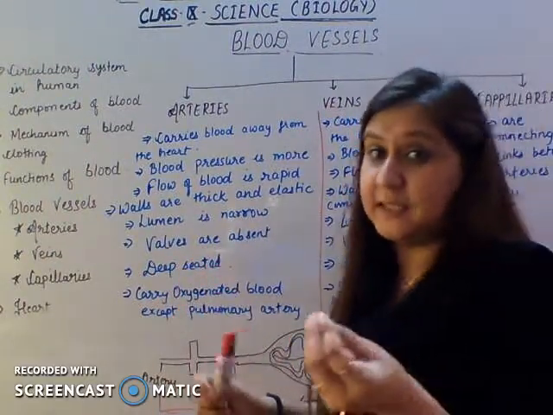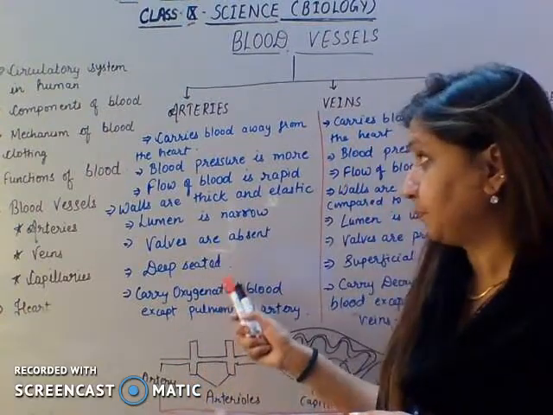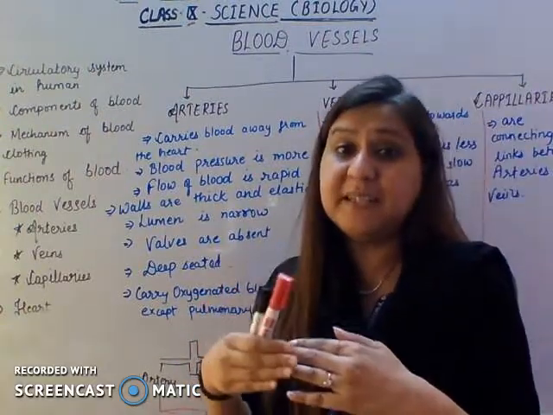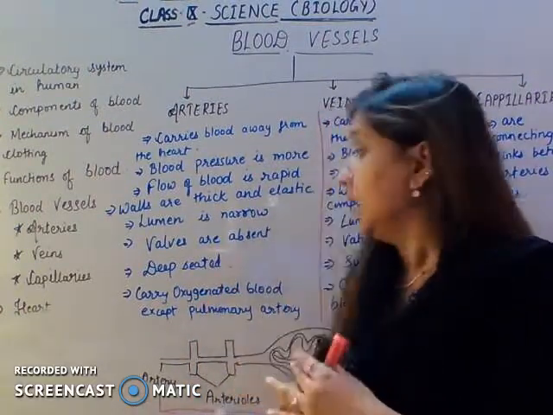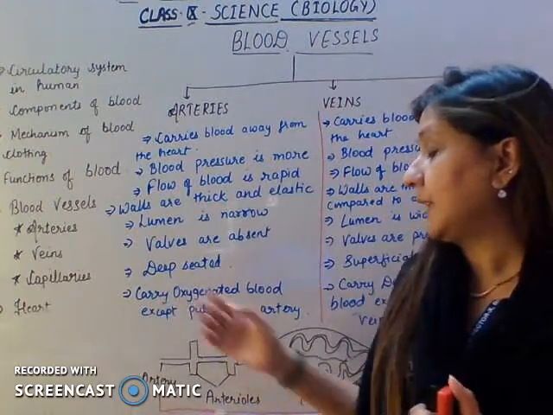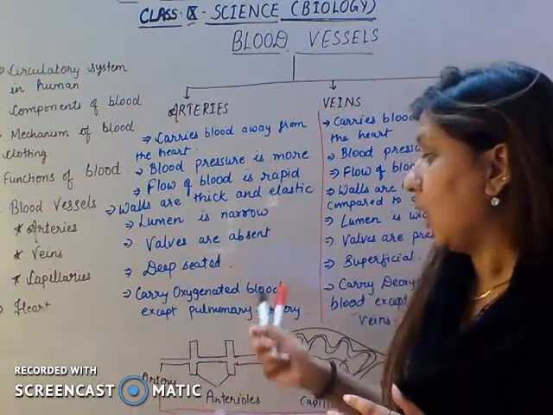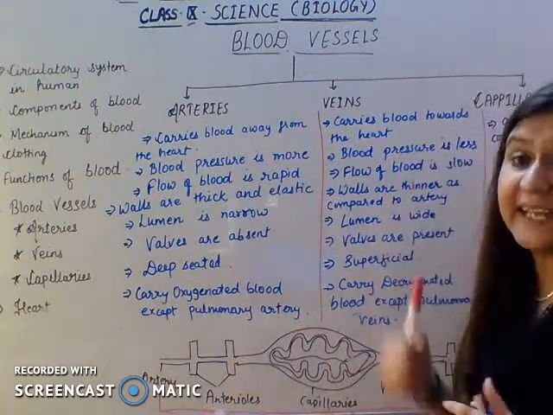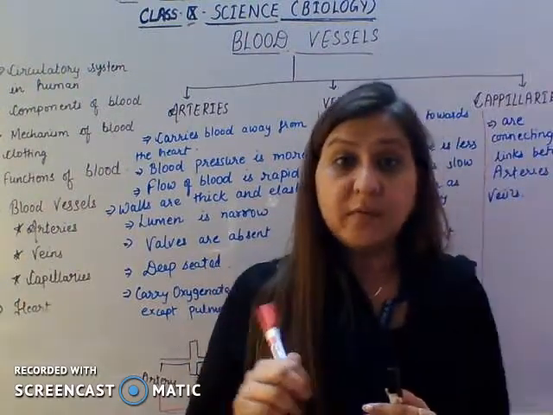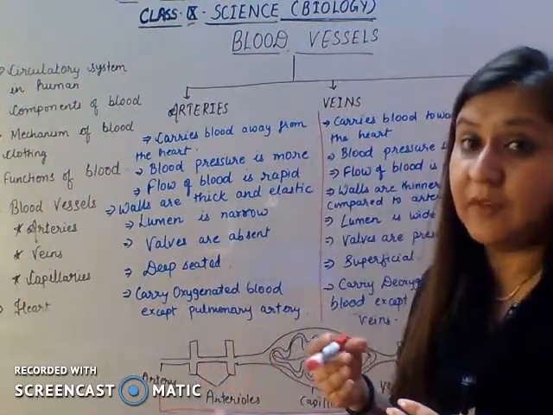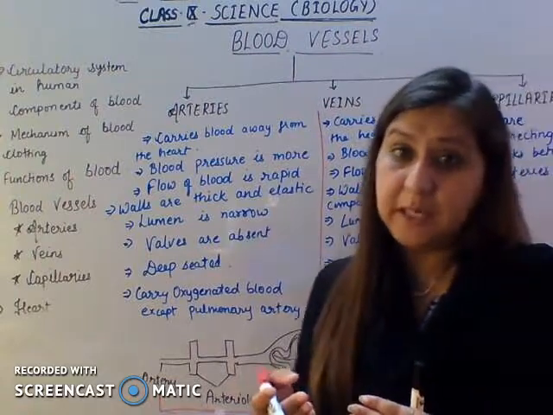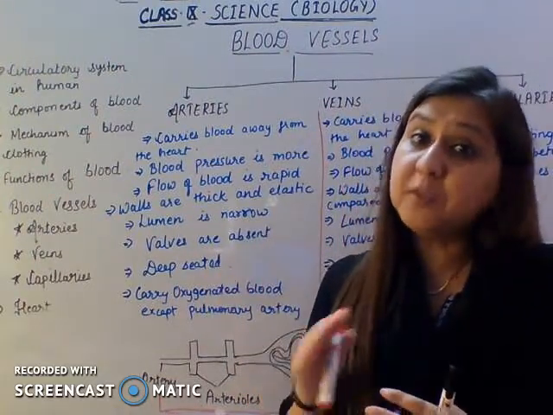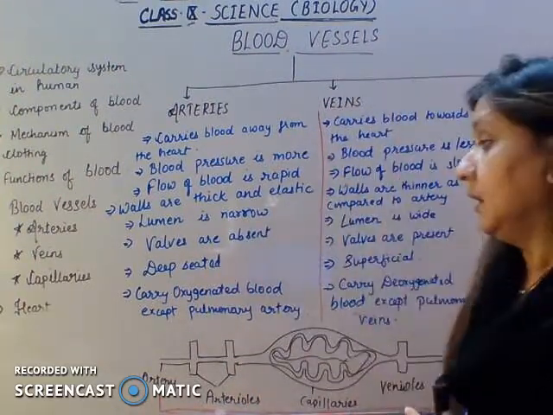Now, it is deeply seated. The place is deeply seated. It's very deeply seated. You can't see the arteries. Next, it carries oxygenated blood except pulmonary arteries, I explained. Next is veins. What are veins? Veins carry deoxygenated blood, and again the exception is pulmonary veins.